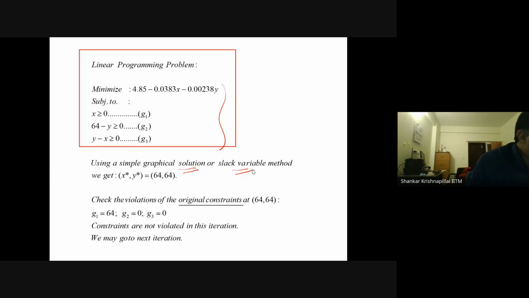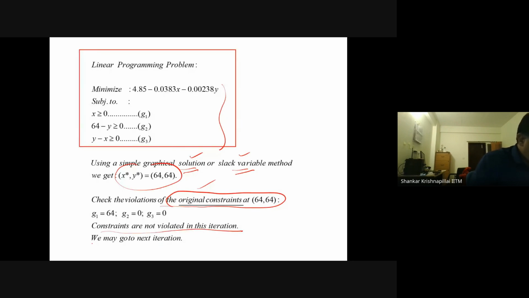Obviously, in the exam, you cannot use the MATLAB toolbox. So you have to use some method like this. So the answer x star, y star is 64, 64. So now check the violations of the original constraints at 64, 64. Original constraints means non-linearized constraints. Anyway, in these constraints, we are not linearizing them. So check the violations of the original constraints at 64, 64. So constraints are not violated in this iteration.